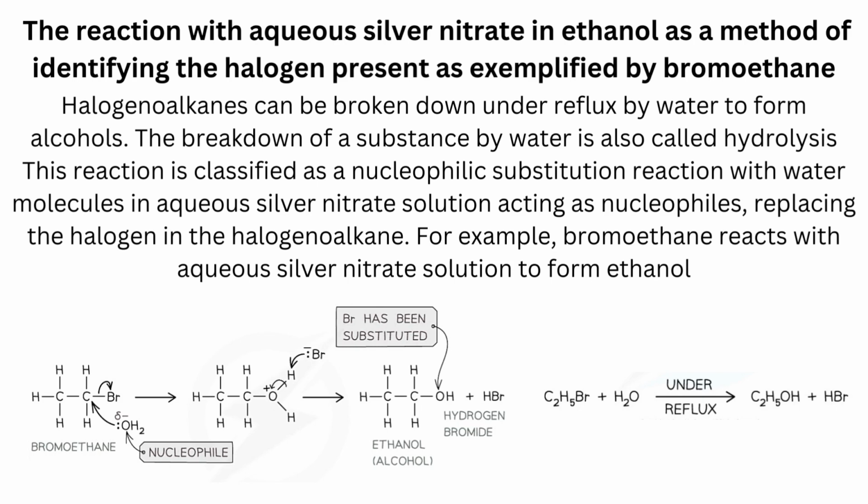For example, bromoethane reacts with aqueous silver nitrate solution to form ethanol. As you can see here, the mechanism is shown. C2H5Br and water under reflux give C2H5OH and HBr.